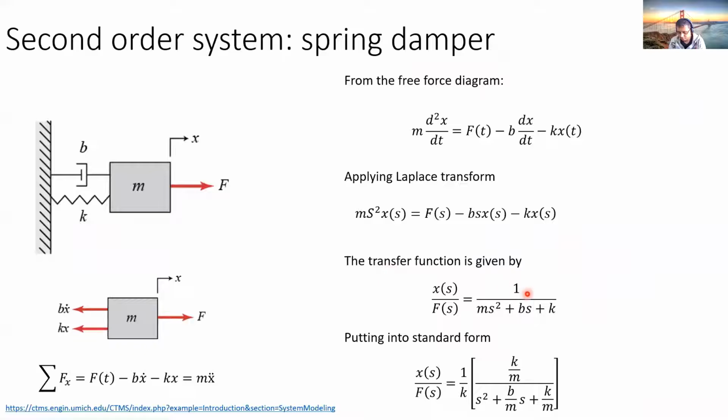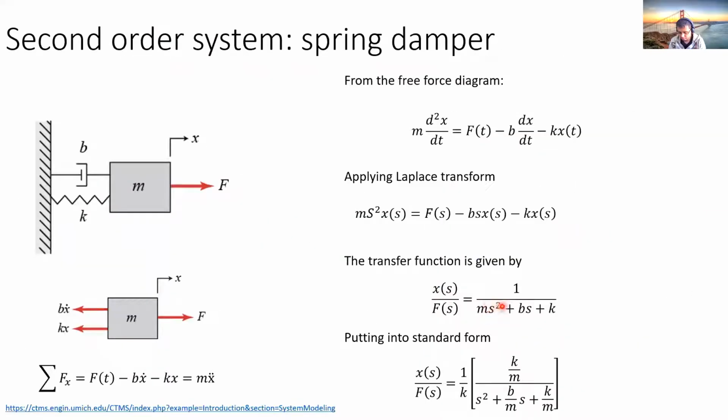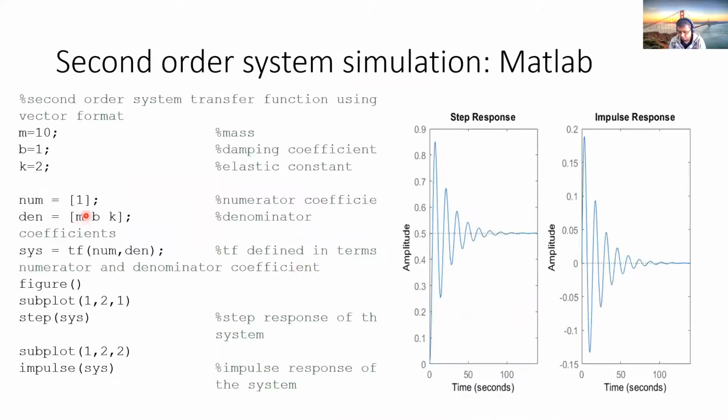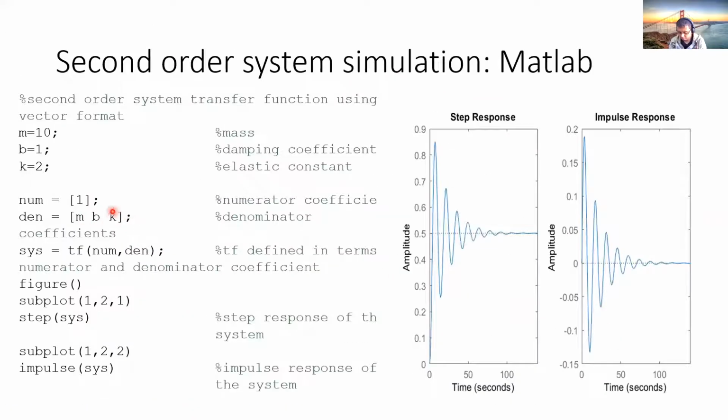If we go back, this is 1 over m s squared plus b s plus k. Here, the numerator is 1, not much problem. Here we have m. This will be the second order term. The first order term, s, goes with b, and the remaining one comes with k. So here we are defining numerator and denominator vectors, and using the tf command, we can define our transfer function.